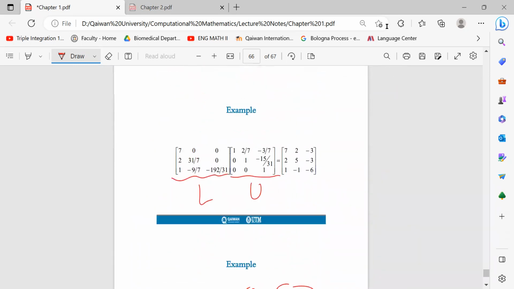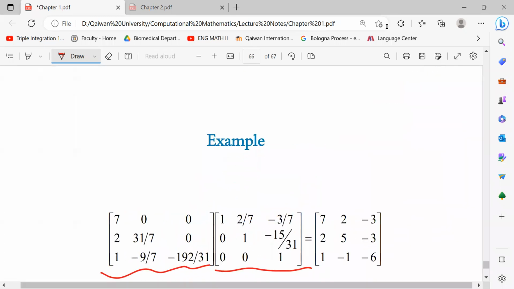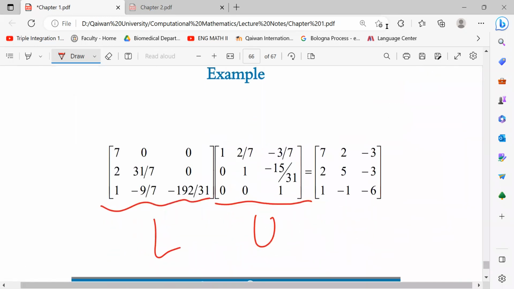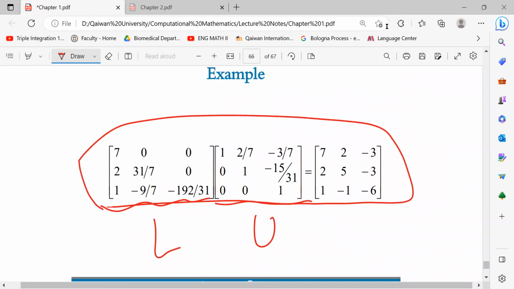But if it's asking about finding U and L only, you just do up to here. You don't need to find the values of X1, X2, X3. But if it says solve the system, you need to find the values of X1, X2, and X3.